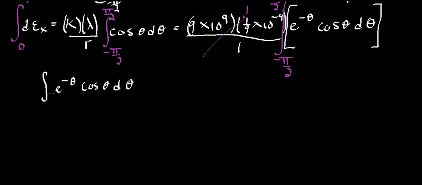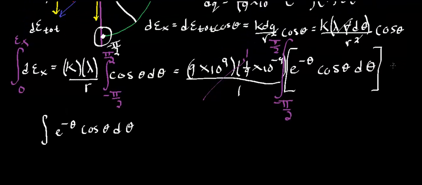Just for simplicity, so I'm not writing this over and over again, let me define pi over 2 as b, and let's say negative pi over 2 is a. So in that case I can just say this is from a to b. I don't want to have to write that over and over again. So this is the integral from a to b of e to the negative theta times cosine of theta d theta. And now we have two functions inside the integrand. So this is probably a hint that we're going to use integration by parts.